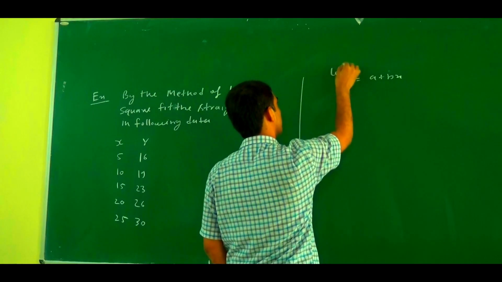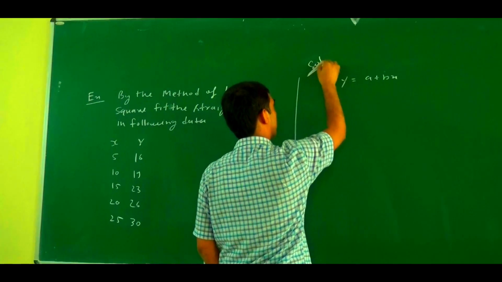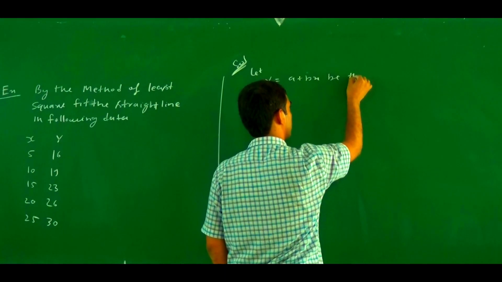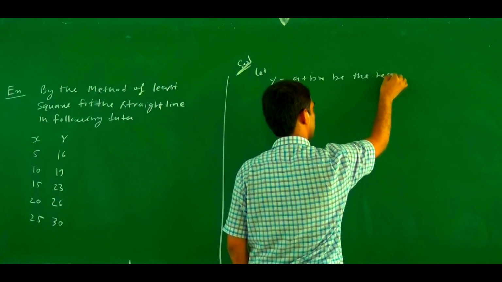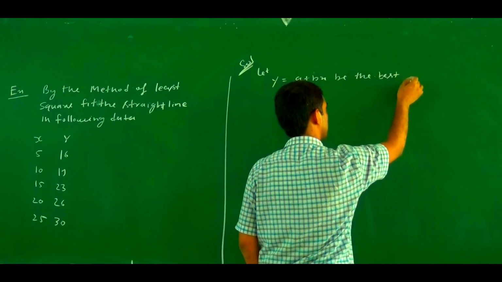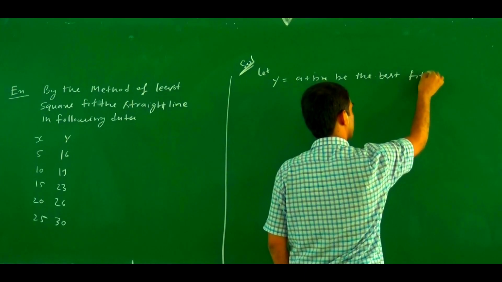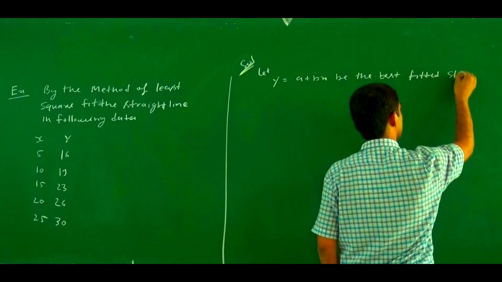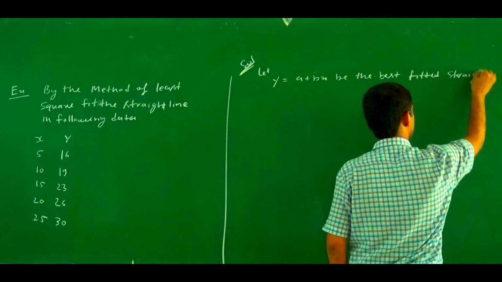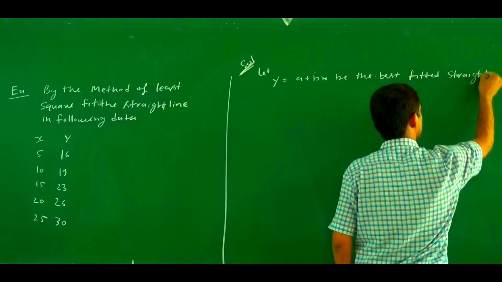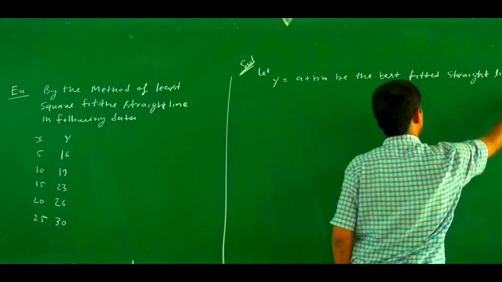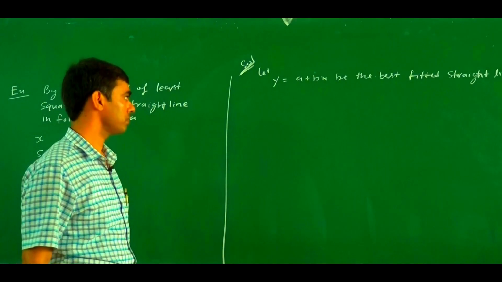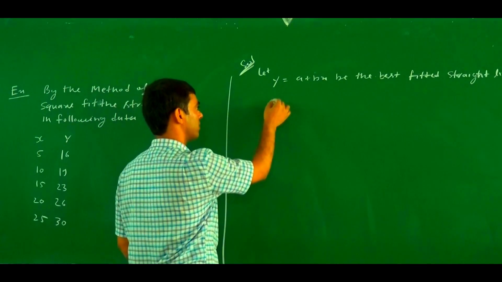Let y equal a plus bx be the best fitted straight line. Now, what is the normal equation?